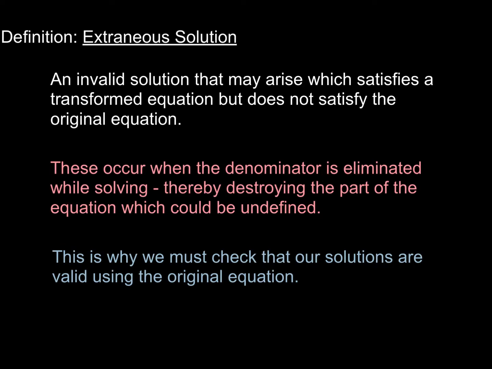Our goal to get a common denominator and then multiply by that denominator eliminates the denominator. So that destroys the part of the equation which would become undefined, and that's why we get a solution that seems right unless we actually go back to the original equation that has those denominators in them. And so this is why we must check that our solutions are valid using the original equation.